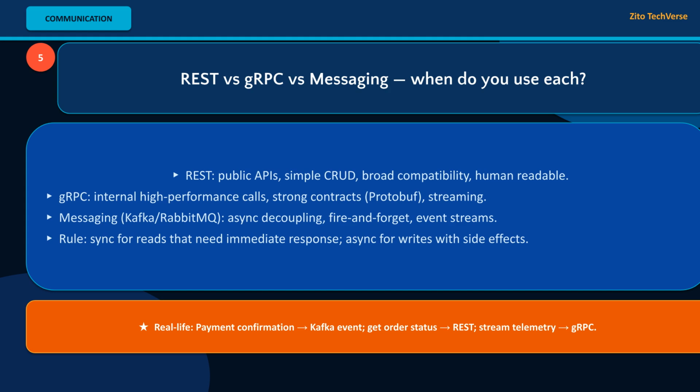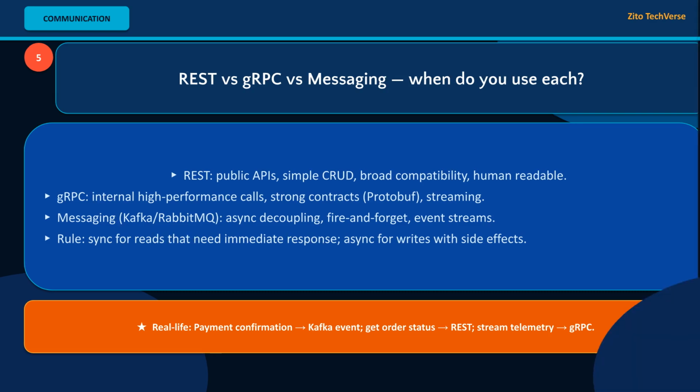Choosing communication styles. Use REST for public APIs and simple CRUD operations. Turn to gRPC for high-performance internal calls and streaming. Use messaging systems like Kafka for asynchronous decoupling and event-driven flows. As a rule, use synchronous calls for reads and asynchronous for writes with side effects.